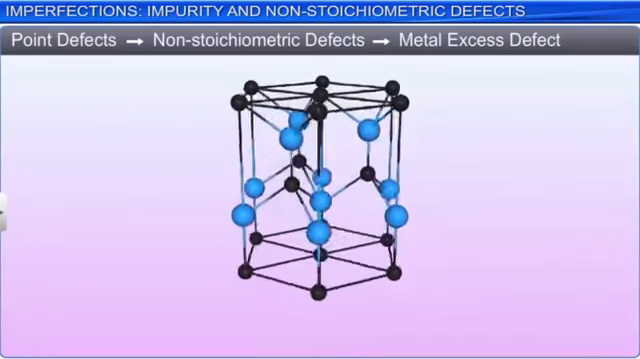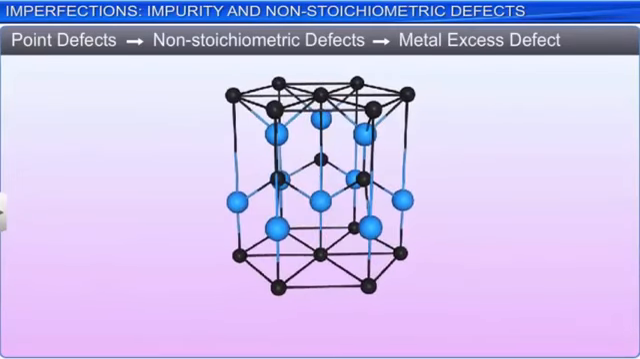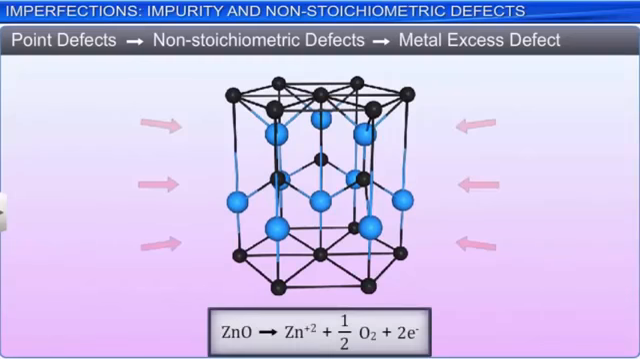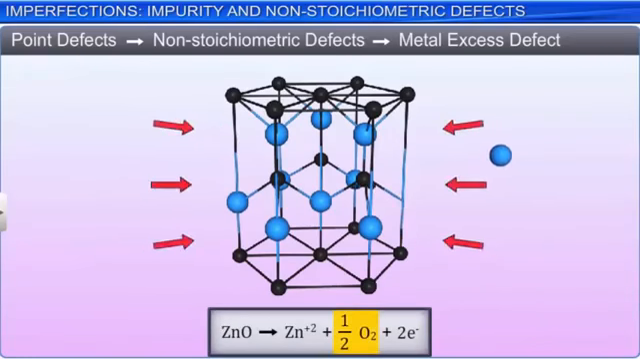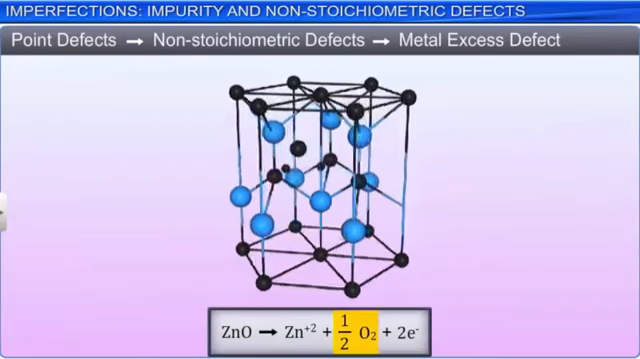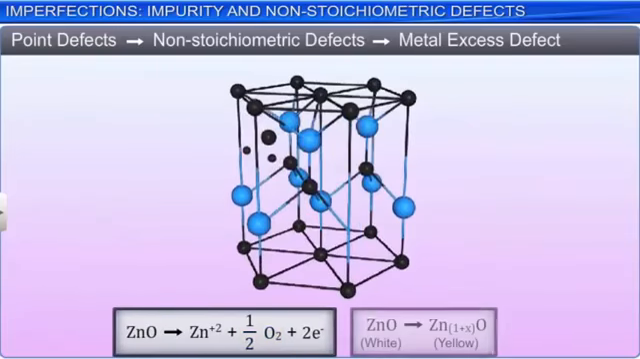Zinc oxide is a white solid at room temperature. On heating, it loses oxygen and turns yellow. Now there is an excess of zinc in the crystal and its formula changes from ZnO to Zn1+xO. The excess zinc 2+ ions move to the interstitial sites and the electrons to the neighboring interstitial sites.